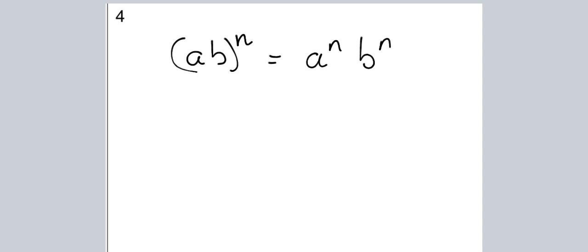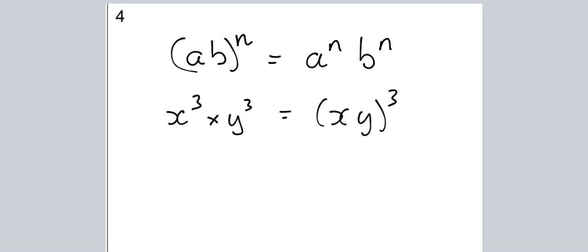Do you remember this index law? If I multiply two things together and raise it to some sort of power, then I can say that's a to the power of n times b to the power of n. So two separate bases sharing the same power. Yeah? So I could also work the other way around. If I had x to the power of 3 multiplied by y to the power of 3, I could say that's x times y to the power of 3.